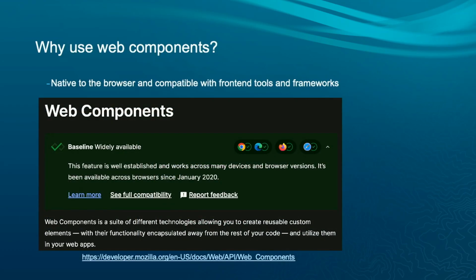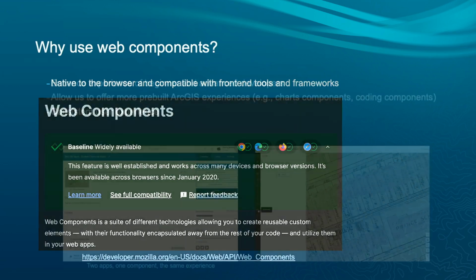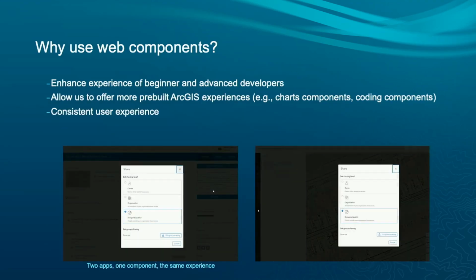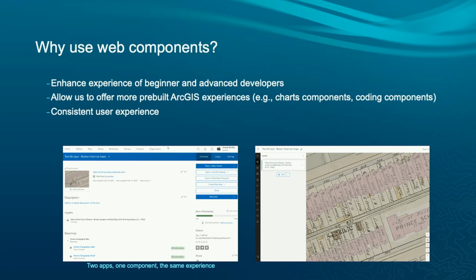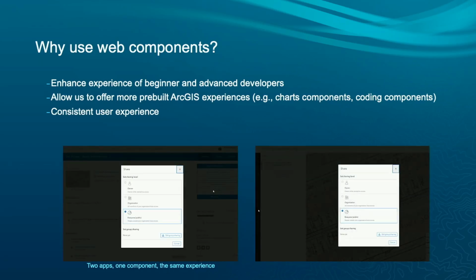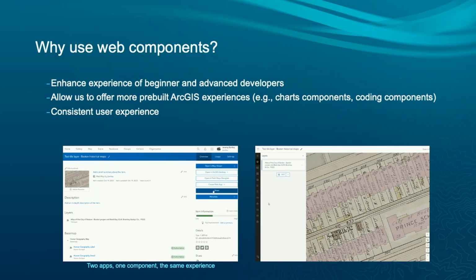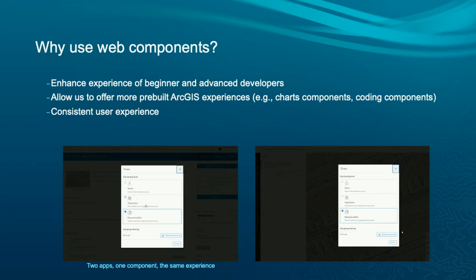Now, why else would you use web components? Well, they're native to the browser, and they're compatible with front-end tools and frameworks. This is a screenshot from MDN, and it just says that across different browsers like Safari, Firefox, Chrome, Edge, they're compatible. The browser understands custom elements. As well, they enhance the experience of beginner and advanced developers. When you work in a framework like React or Vue, we're really speaking your language. For example, you have JSX in React, which is JavaScript plus HTML. Now you're writing HTML first, so you don't have to do this whole useEffect workflow that can be a bit awkward.